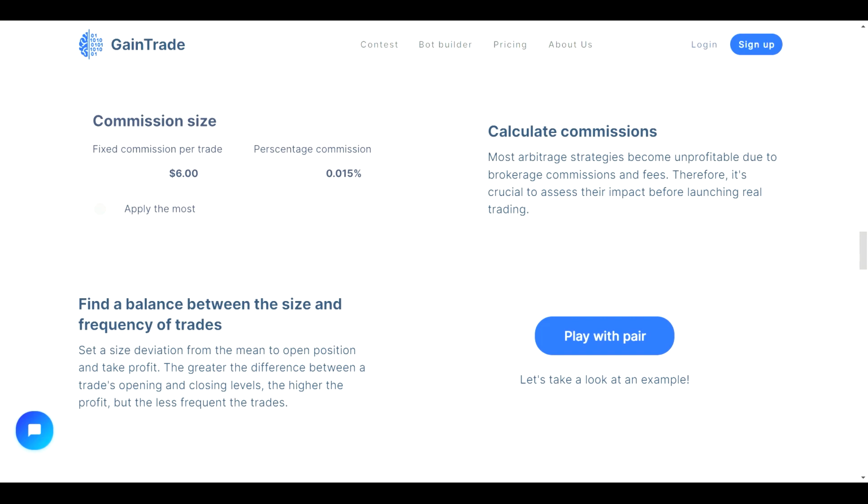In addition, the program allows you to set specific size deviations from the mean to open a trade position and to take profit. Now, the greater the deviation, which is the difference between a trade's opening and closing levels, the higher your potential profit. But this will also mean less frequent trades. So this is where you need to find a balance between profit and the frequency of the trades.